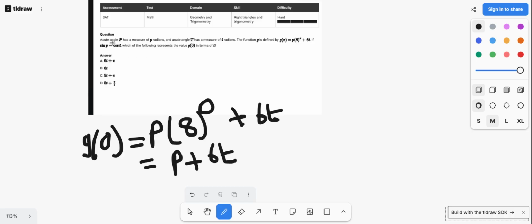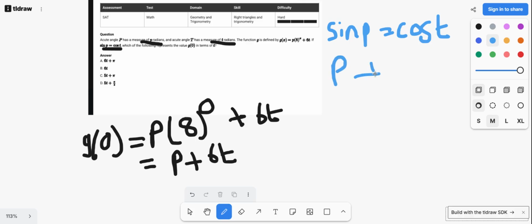It says acute angle p has a measure of p radians, and acute angle t has a measure of t radians. And we are given that sine of p is cosine of t. So whenever you see an equation like sine of p is equal to cosine of t, that's the biggest hint the College Board has given to you. It's because that equation represents p plus t as pi over 2.